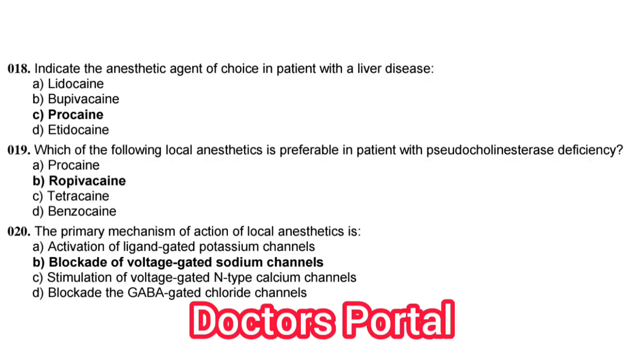And the 20th question, the primary mechanism of action of local anesthetics is, you can answer the second option, blockade of voltage gated sodium channels. Friends, in the video, we have discussed 20 questions.